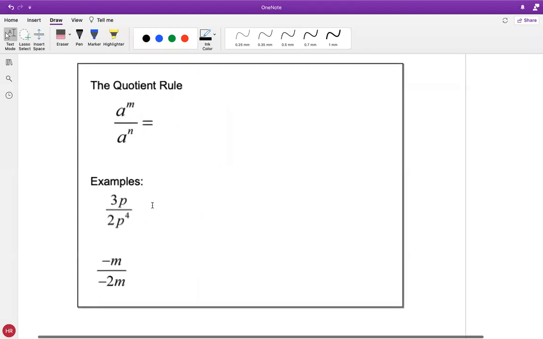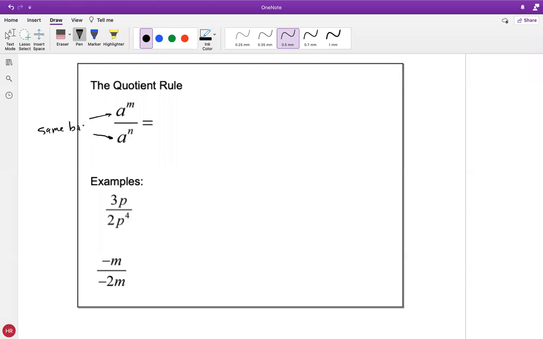Quotient rule. Unsurprisingly, when we have a product rule, it's almost always a quotient rule that goes along with it. Same situation, I have two exponential expressions with the same base. Again, this rule only works when the bases are the same. And the rule here is, when we multiply, we added the exponents. Here, when we divide quotients, we subtract the exponents. Pretty straightforward, I think.